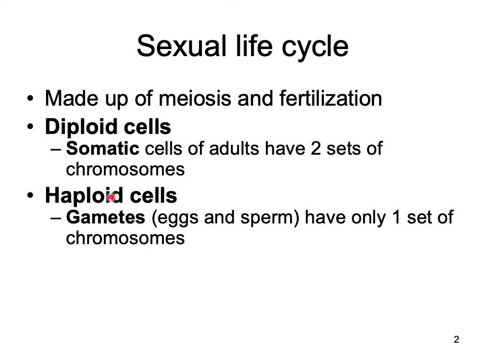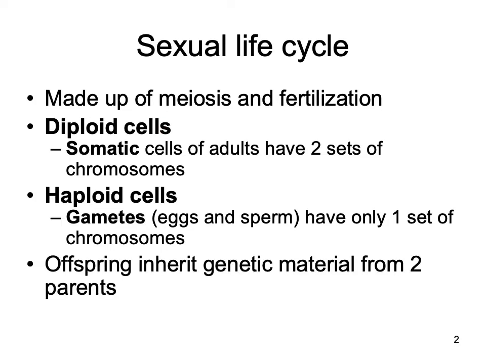They're eggs and sperm. Somatic cells are all of the other cells in your body, everything else other than eggs and sperm. The terms diploid and haploid are referring to how many sets of chromosomes are in these cells. Haploid cells have only one set of all chromosomes. Diploid cells all have two sets of chromosomes.